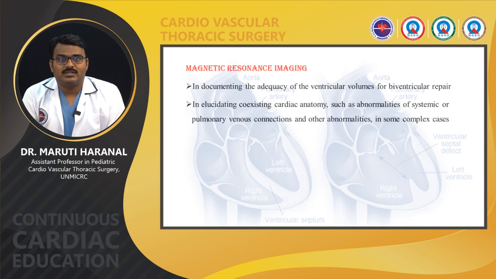Magnetic resonance imaging is done to document the adequacy of the ventricular volumes for biventricular repair, in elucidating coexisting cardiac anatomy such as abnormalities of systemic or pulmonary venous connections and other abnormalities in some complex cases.